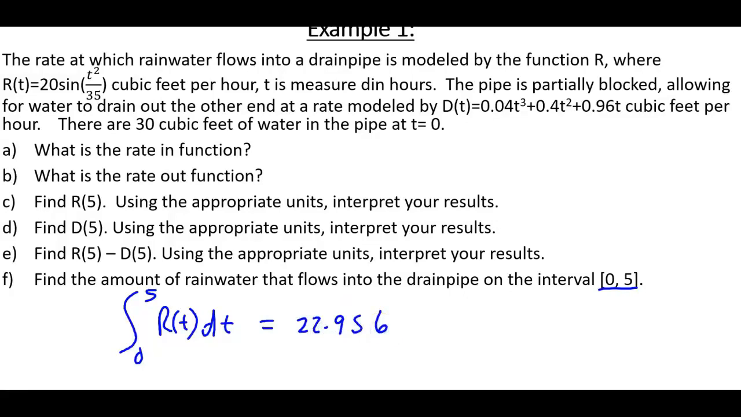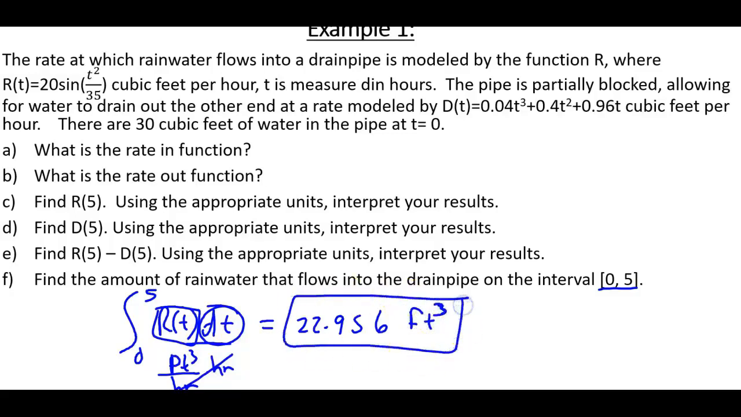Now, 22.956 what? As you remember, the units for R of t were cubic feet per hour. But since we're integrating, you're multiplying by a time factor, and so those cancel. It's just cubic feet now. When you integrate, you lose the time factor. So that's the amount of water that flows into the drain pipe from hour 0 to hour 5. Over a 5-hour period, it added that many cubic feet of water. I bet you could probably predict what's coming up next.